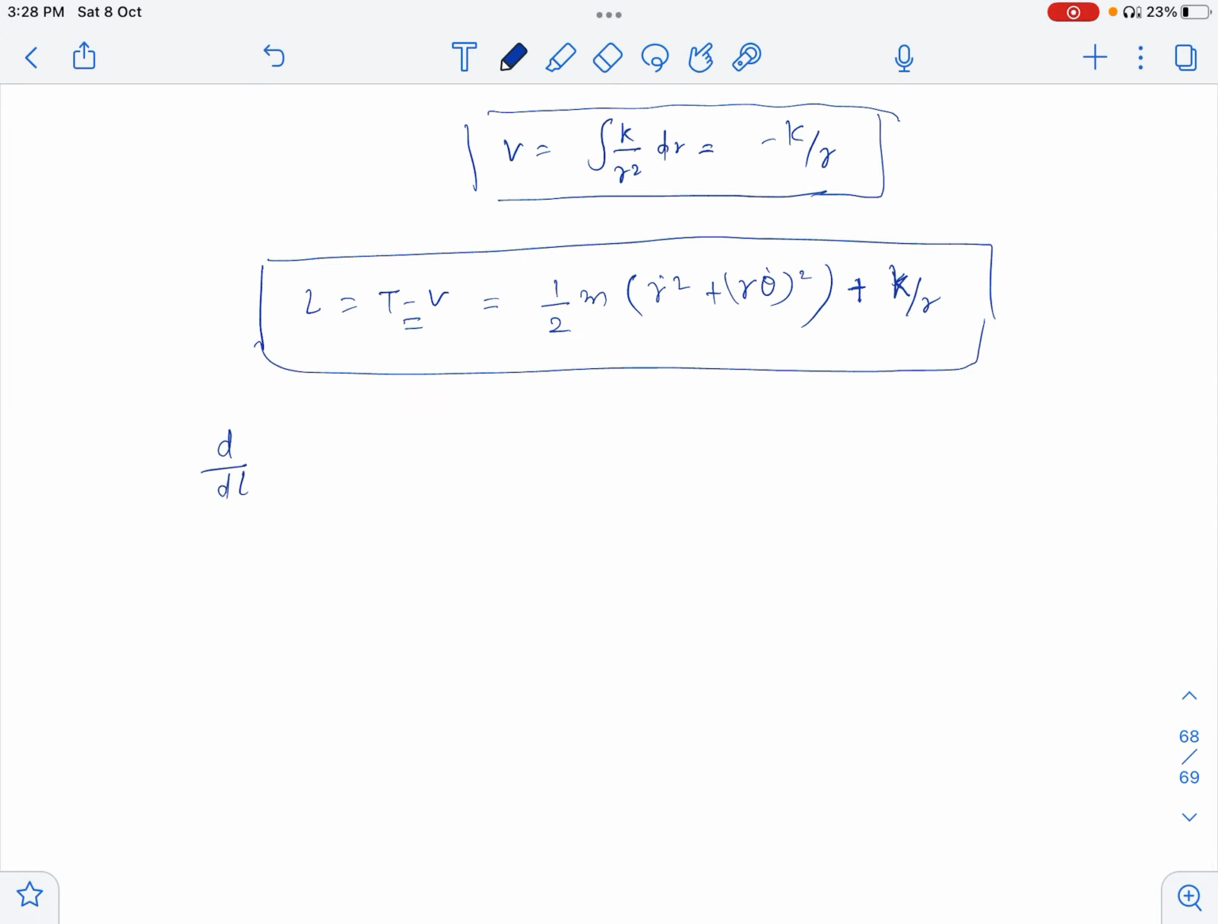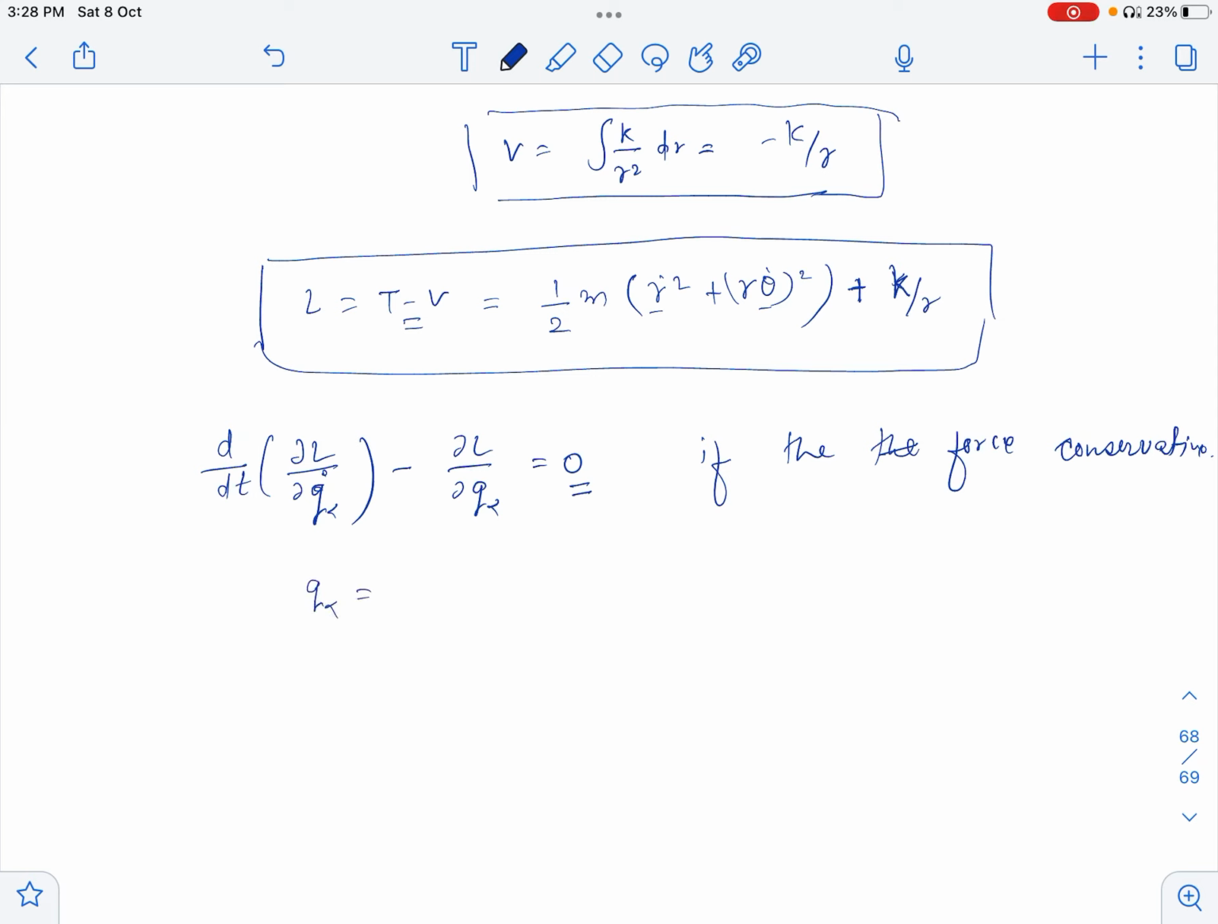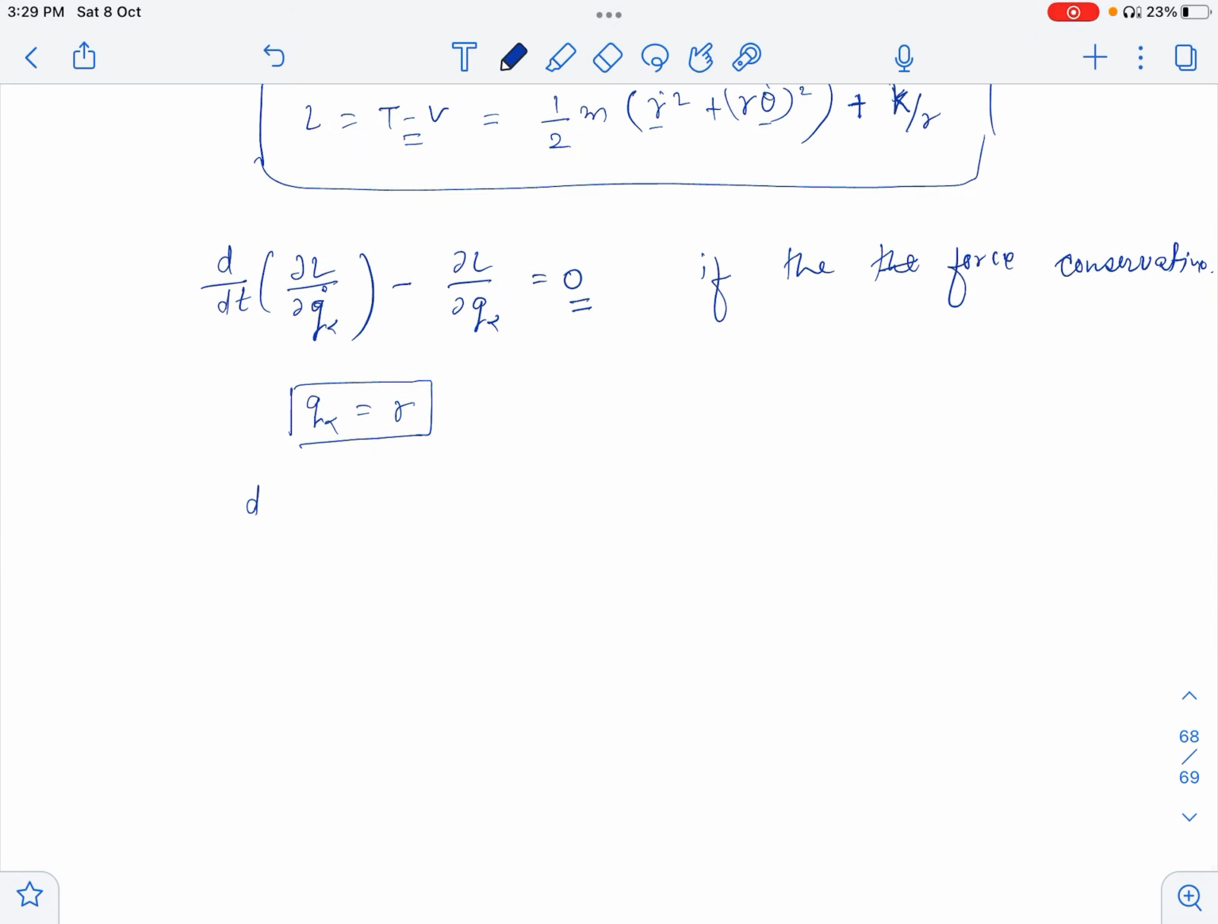The Lagrangian equation of motion is d upon dt of delta L upon delta q alpha dash minus delta L upon delta q alpha is equal to 0. Here it will be 0 if the force is conservative, and let us assume that this force is conservative. If forces like friction are given, these forces are not conservative. So there are two generalized coordinates, that is r and theta. First let us assume that q alpha is equal to r. For this we need to find the Lagrangian equation.